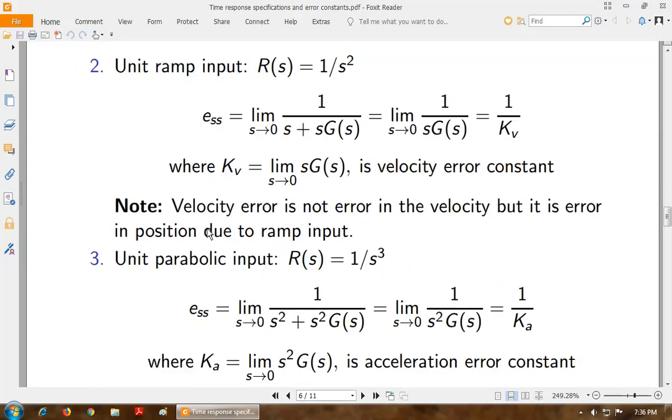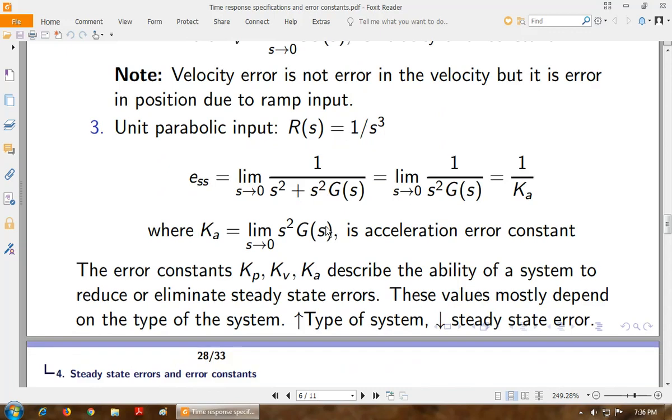And it is to be noted that velocity error is not error in the velocity, but it is the error in position due to ramp input. The third input applied is the parabolic input, substituting R equal to 1 over S cube in the equation, and we are going to get something similar to the earlier.